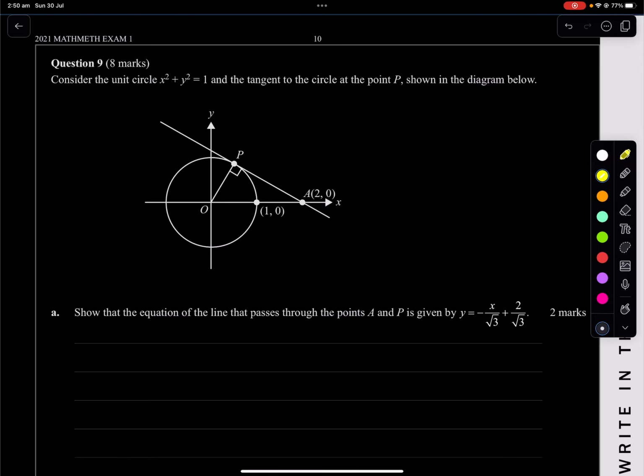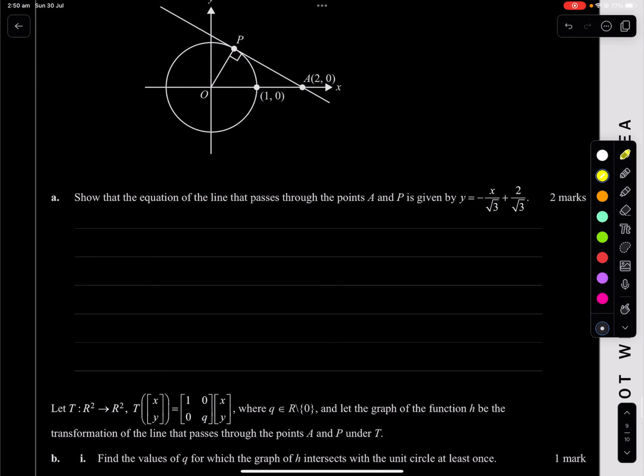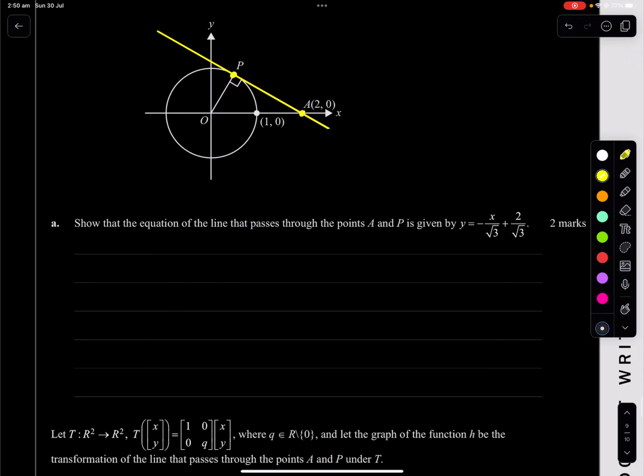So consider the unit circle x squared plus y squared equals 1 and the tangent to the circle at point P shown below. Show that the equation of the line that passes through point A, which is over here, and point P is given by this. So we want to find this line over here. So we want to find the equation for it. How can we do that?